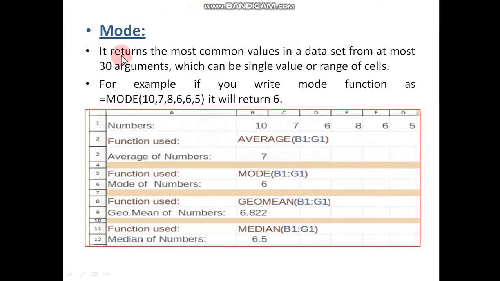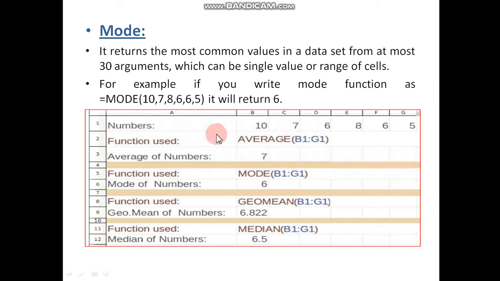Next is the mode. It returns the most common value in a data set from at most 30 arguments, which can be a single value or a range of cells. For example, if you write the mode function as equal to mode 10, 7, 8, 6, 6, 5, it will return 6. So basically what can mode do? It will return the value which is most common among all the values. Here 6 appears 2 times, so 6 is the common value, so it will return 6. So it's the mode and the formula of the mode is equal to mode 10, 7, 8, 6, 6, 5. Now see here practically.